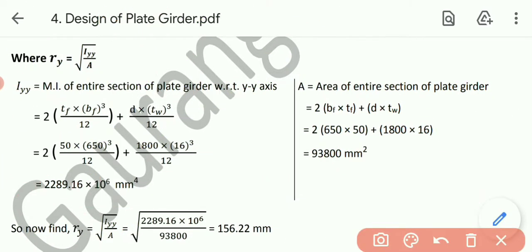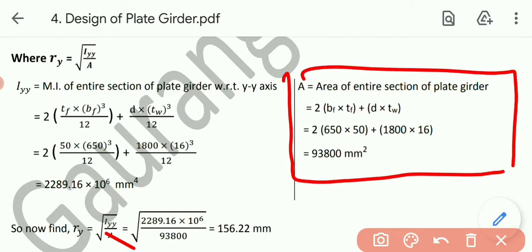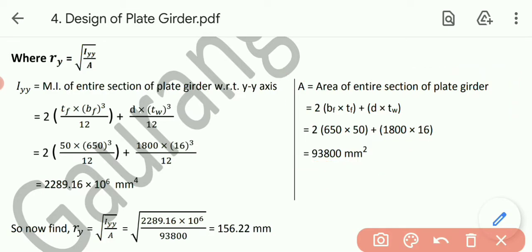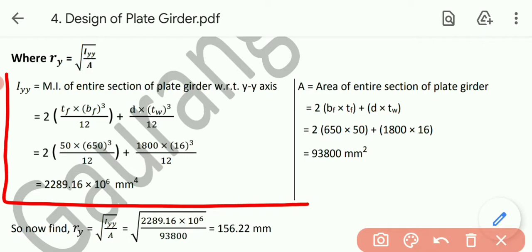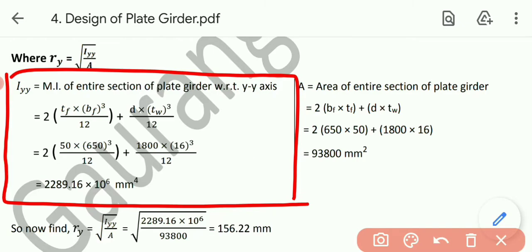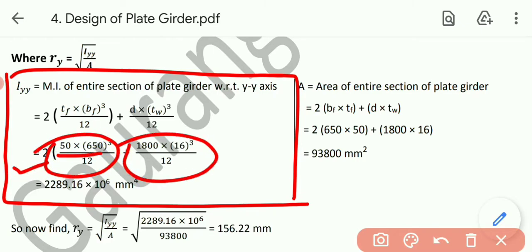See, area of the plate girder, 2 times flange, 2 times 650 multiplied by 50, and web 1800 multiplied by 16. So answer is 93800 mm square. Talking about Iyy, that is moment of inertia of the entire section with respect to y axis, that is 2 times 50 into 650 cube by 12 of flange dimension, and web dimension 1800 into 16 cube by 12. So ultimately I will get the answer 2289.16 into 10 raised to 6 mm raised to 4.